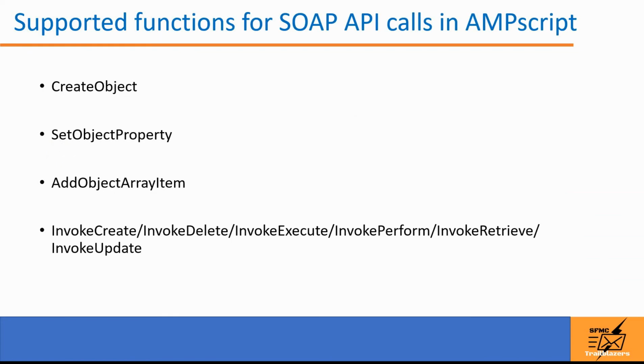Now in AMPscript, we need to know these functions in order to perform SOAP API calls. The first one is CreateObject, the second one is setObjectProperty, then we have addObjectArrayItem, and then depending upon the type of operation you want to perform, you have multiple invoke functions. So it could be like invoke create, invoke retrieve, invoke execute, invoke delete, etc. Okay, so we'll look at the documentation for each of these as well.